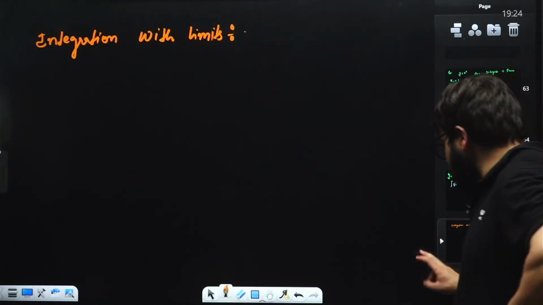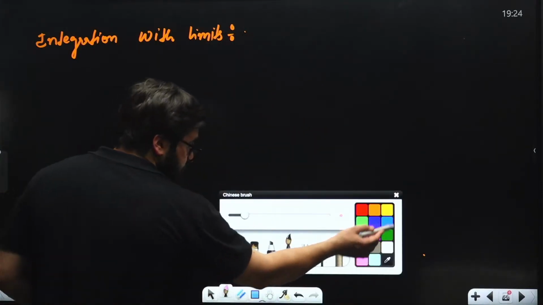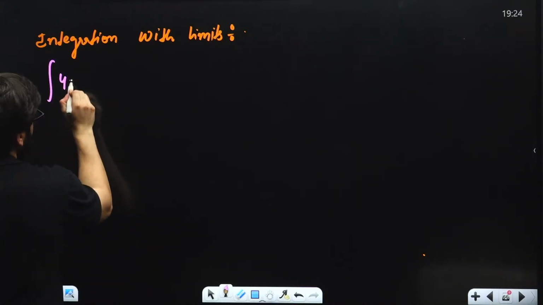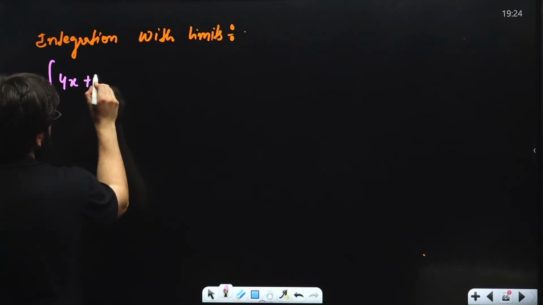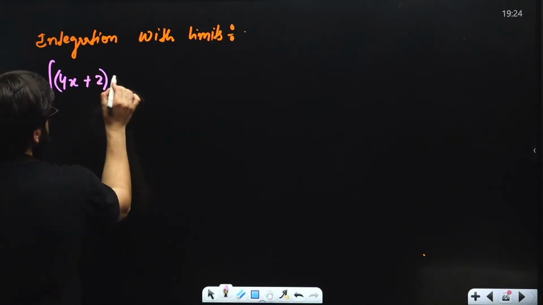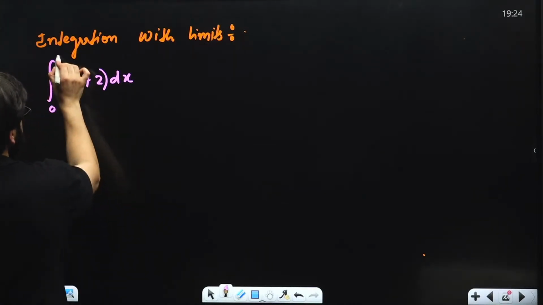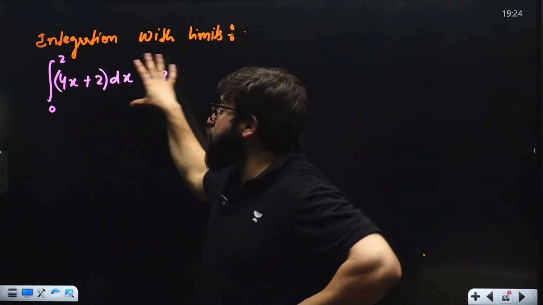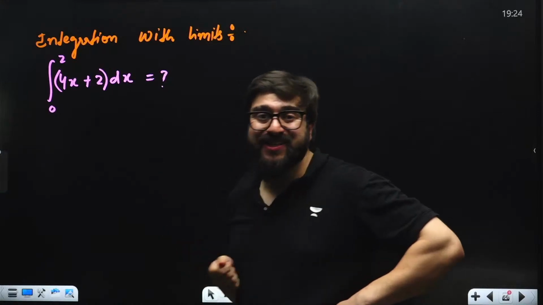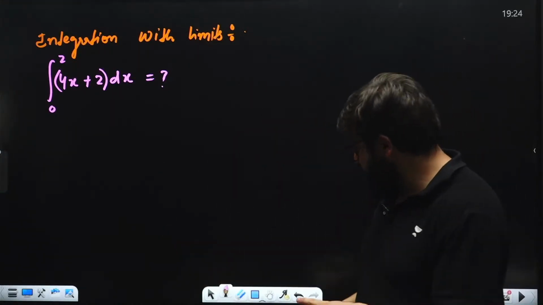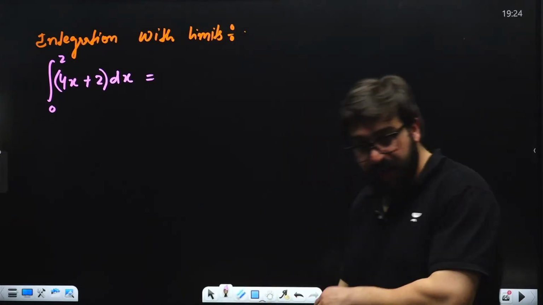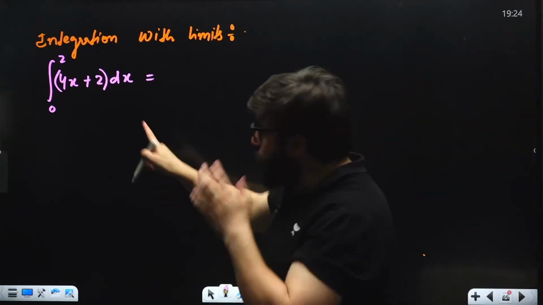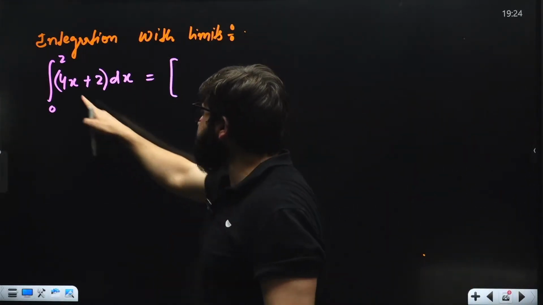Now I will show you over here. Let's suppose a question is given something like this: integration of 4x plus 2 dx, with limits 0 to 2. It will be equal to... So you have to do the integration of this term over here, and of this term over here. See guys, I'll make you understand. First, you do the normal integration. What is the integration of 4x?